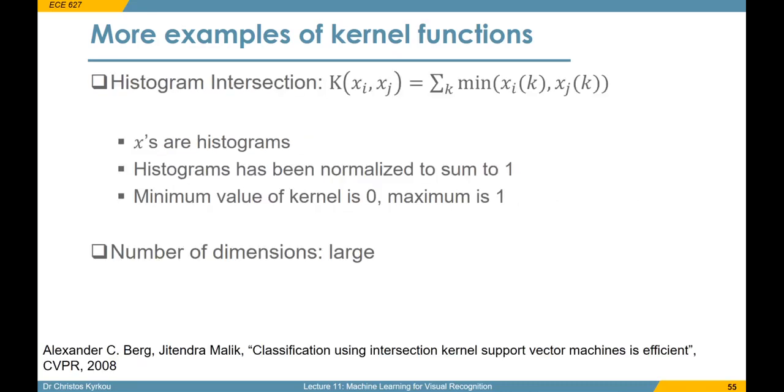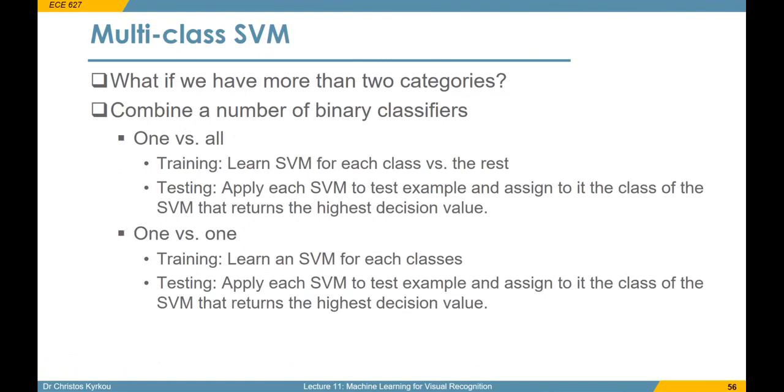Another popular one is the histogram intersection kernel, which basically works well with histograms. For that, you need your data to be scaled and normalized, each value to be from 0 to 1, and the sum of all the components should be 1. It has been used for different applications like text classification and so on. So it's a useful kernel.